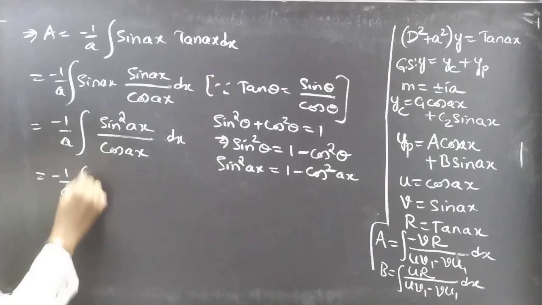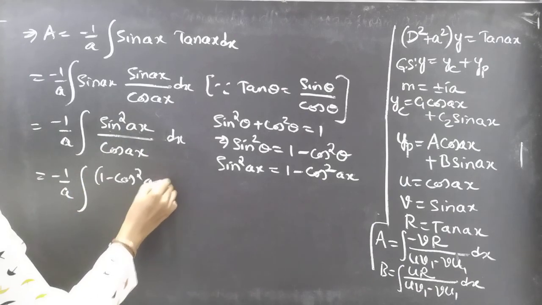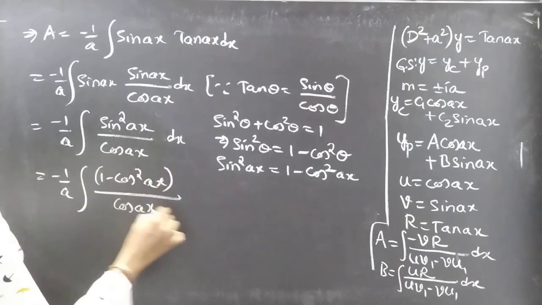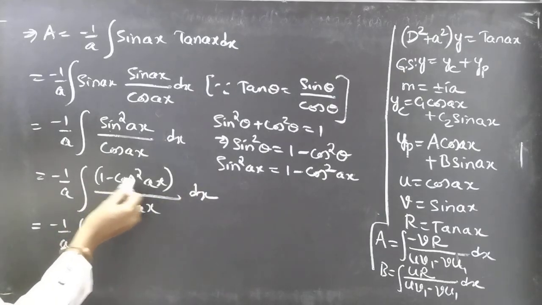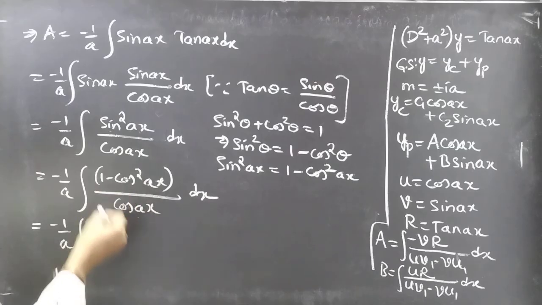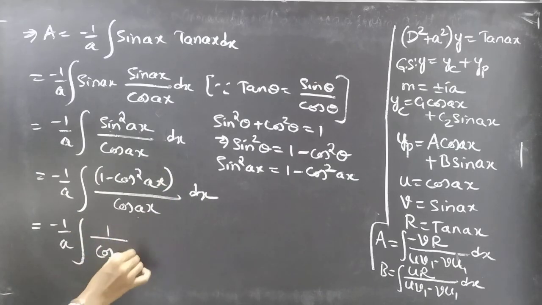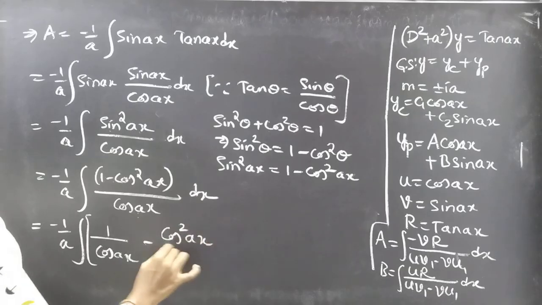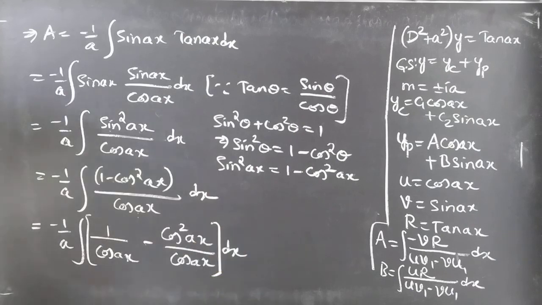Now we'll replace the numerator sine square ax by 1 minus cos square ax, and the denominator remains the same, into dx. This is equal to minus 1 by a into, so we are having two terms in the numerator and one term in the denominator, so we can split the total expression into two terms: 1 by cos ax into minus cos square ax by cos ax into dx.